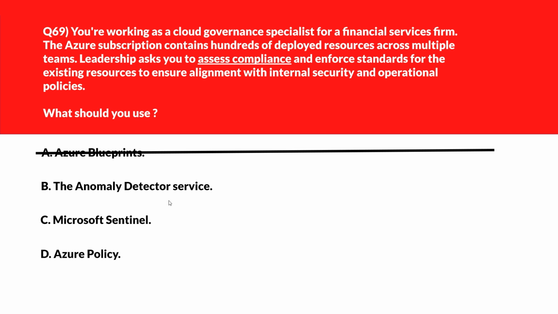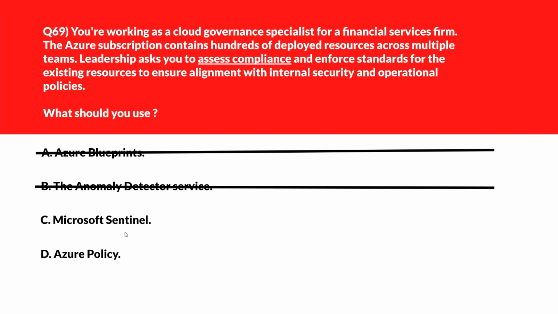B says Anomaly Detector Service. Anomaly Detector Service focuses on data pattern analysis, as the name suggests. Anomaly means something out of the box or something exceptional, right? It is definitely not used for governance or standard enforcement. Wrong answer. Let's move to option C.